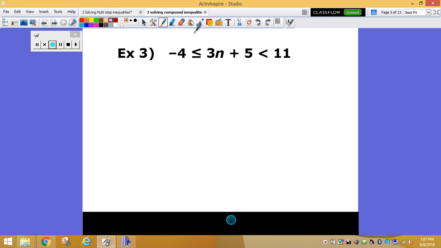Okay, let's do another one. Here we go. I want to get this in by itself, so I need to move the 3 and the 5. Now, we're going to move the 5 first. The opposite of adding is subtracting. We subtract everywhere.